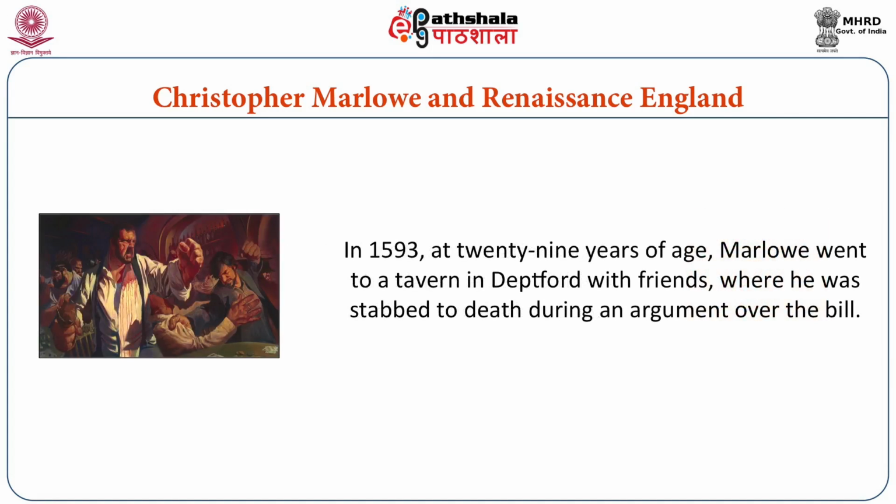In 1593, at a very young age, he was just 29, Marlowe went to a tavern and there he was stabbed to death. Later on, of course, there is a discussion as to whether he was a spy, and he was under investigation for spying. In addition, there are several other problems.